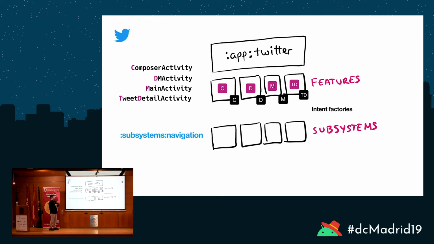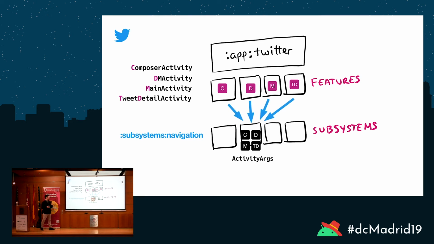Let's separate the intent creation logic into some sort of intent factories, which we call Twitter activity args, for activity arguments. Then we move these intent factories down to a navigation subsystem, just a tiny module that has all of these factories. And because this is intent creation, you're not going to have any extra dependencies there, any dependencies between one another, right? So we can move them there.